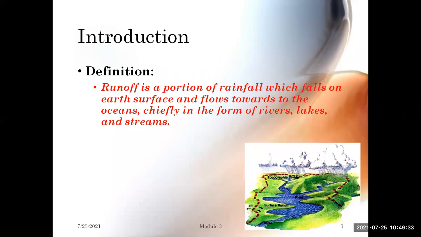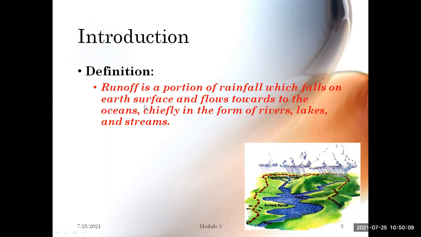Runoff is a portion of rainfall which falls onto the earth's surface and flows towards the ocean, chiefly in the form of rivers, lakes, and streams. Runoff is also one of the losses of water, like we have discussed. We have various losses of water like infiltration, evaporation, and evapotranspiration. So all those things we have discussed. Another form of loss of precipitation is the runoff.